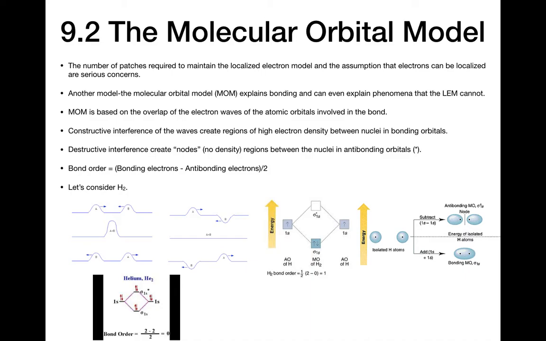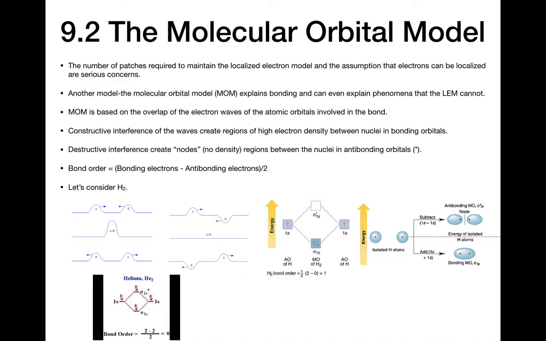There is another way, though, that waves can interact, and that's called destructive interference. Destructive interference will create nodes or node density regions between the nuclei, which we call antibonding orbitals. So here we see A coming in from the left with a positive amplitude, and B coming in from the right with a negative amplitude, and then when they overlap, they in fact cancel each other out. So what we have with antibonding orbitals is where they overlap, the electron density actually goes to 0, or it's a node.